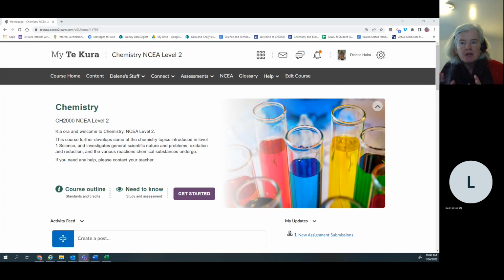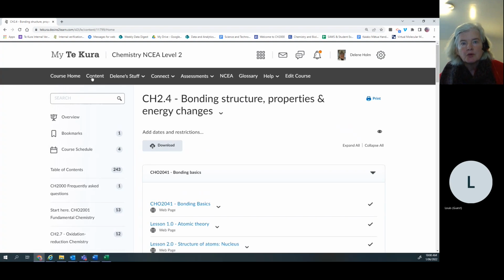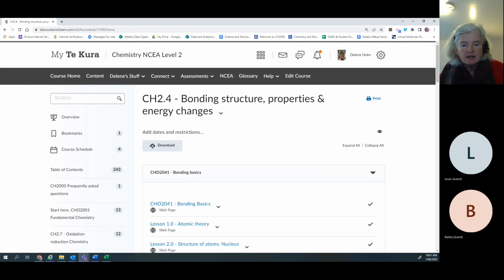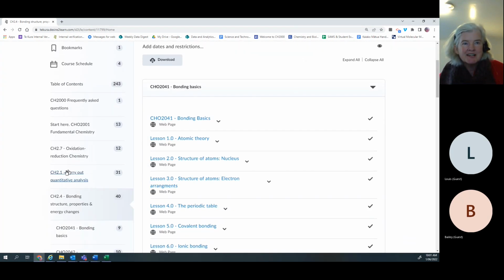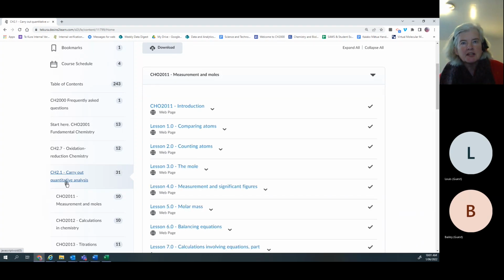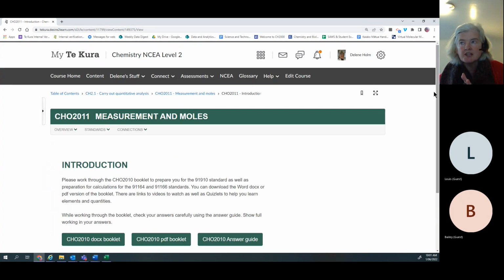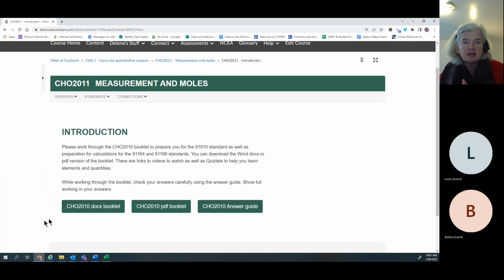Okay, so just as a recap, because it's been a while, remember for the standard, the calculations, you go to the home page, click on content, and you'll then scroll down till you get to this one. Now, do not go to any of the modules, just simply go to the introduction. You will have to go to the modules to get the teacher marked assignment. They will eventually all be available on this first page, but at the moment it's only the booklet.